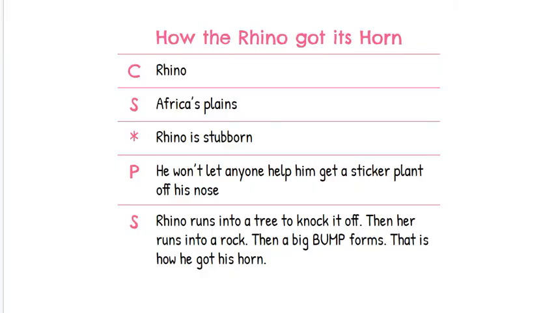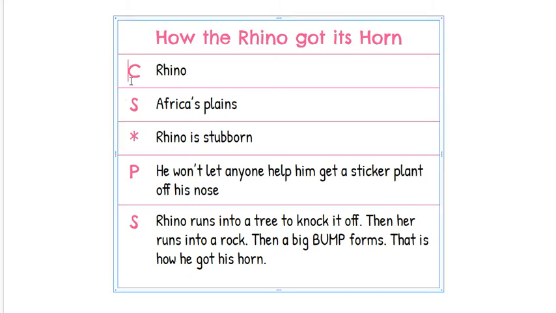So let's go into my pre-write. How the rhino got its horn. Okay, C stands for character. It's rhino, that's my main character. S stands for setting, African plains. This little star was for the flaw. The rhino is stubborn. P, the problem. He won't let anyone help him get a sticker plant off his nose. So he had the sticker plant stuck to his face. He wouldn't let anyone help him. And the solution is the rhino runs into a tree to knock it off. But then he runs into a rock. Then a bump forms, and that's how he got the horn.